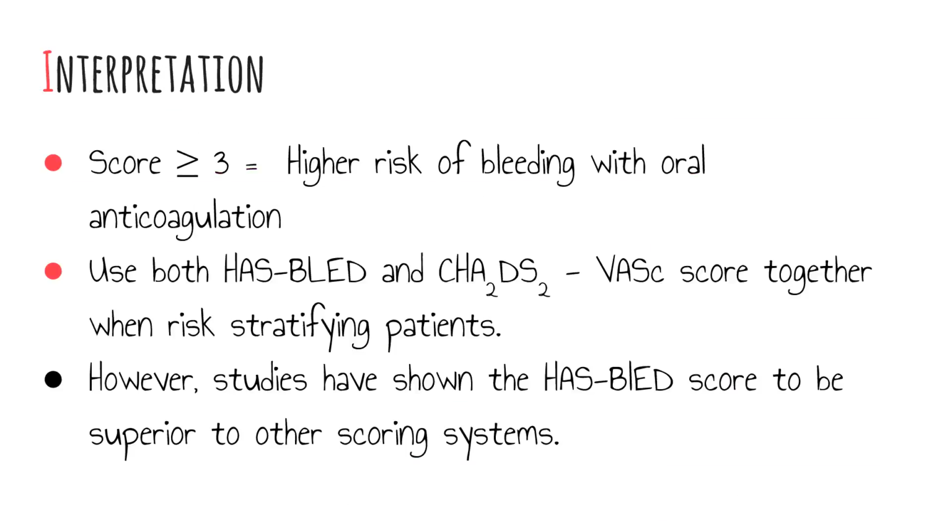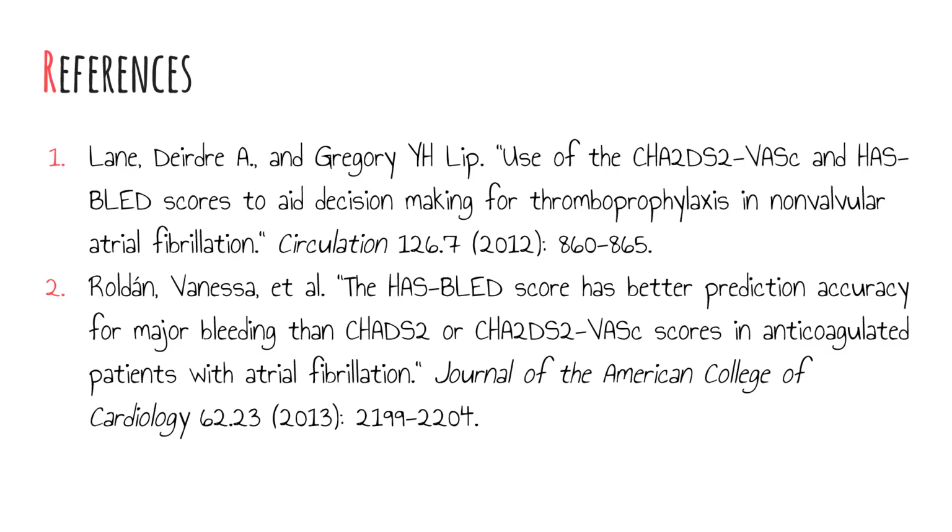So if a score is more than or equal to 3, these patients are at a higher risk of bleeding with oral anticoagulation. So it is quite important that you recognize whether or not the patient will have risk or benefit. Now in clinical practice, many of us use the HAS-BLED and the CHA2DS2-VASc scoring systems together when risk stratifying patients. However, some studies have shown that the HAS-BLED scoring system is superior to other scoring systems, so some have limited their use to this scoring system.